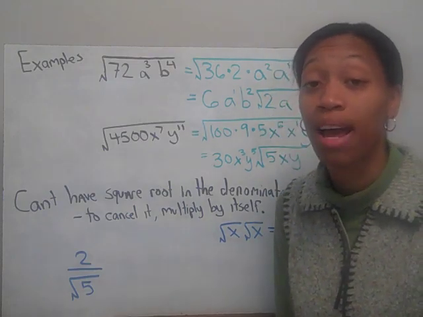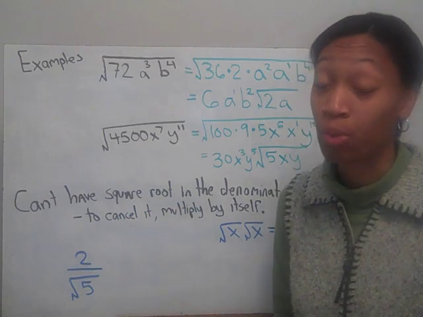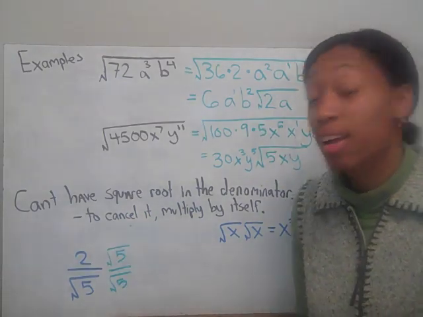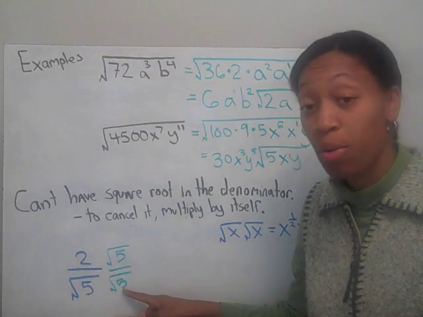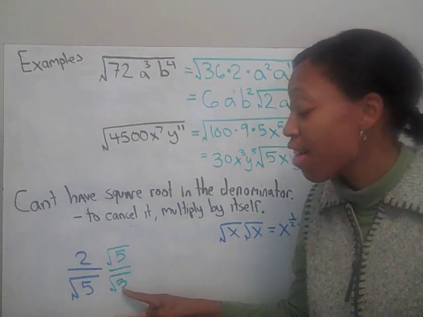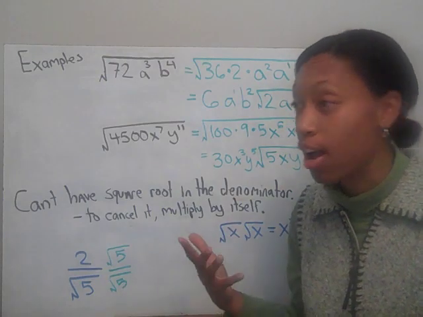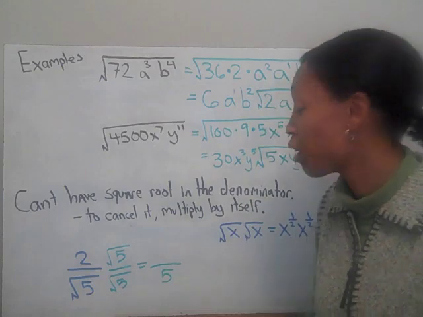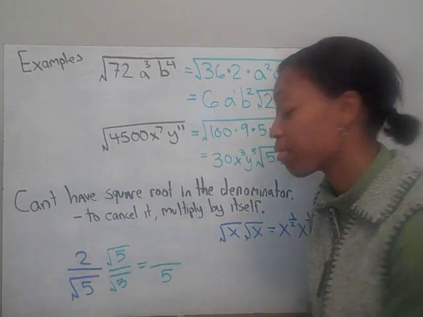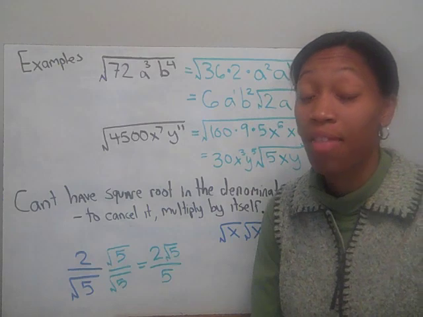So I'm going to multiply this by square root of 5 over square root of 5. Square root of 5 times square root of 5, in the denominator, that actually just cancels out to give me 5. And in the numerator, I have 2 times square root of 5. And that's all there is to it.